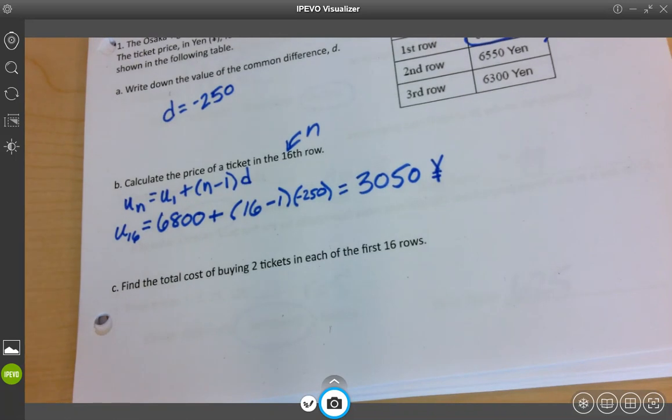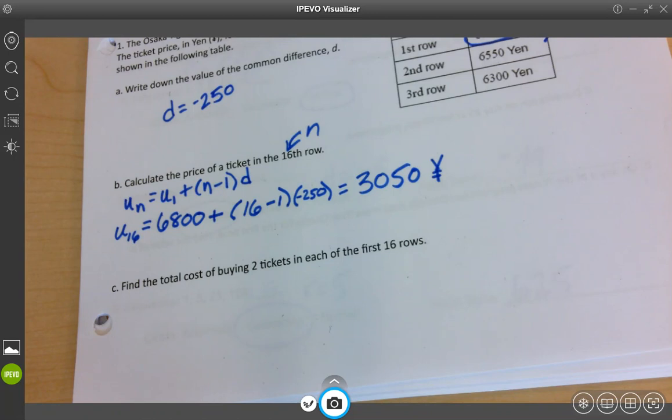Find the total cost of buying 2 tickets in each of the first 16 rows. I really like how they thought that one through. They thought, you don't want 1 ticket, then you're sitting by yourself, right? So you're going to buy 2 tickets in each of the first 16 rows. Still, it's a little bit off. Like, why would you do the first 16 rows? But anyway, this time we're finding a sum, right? So we're going to find the sum of getting 1 ticket in each row and then just multiply it by 2. Are we doing arithmetic still, or did it become geometric? Yeah, it's still the same situation. It's still arithmetic, okay? So you're going to find an arithmetic sum.